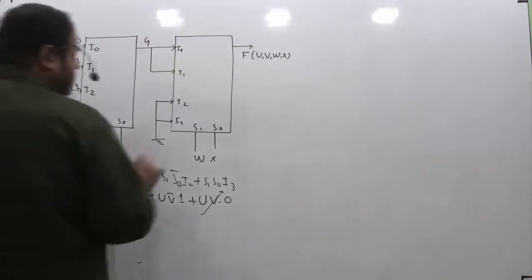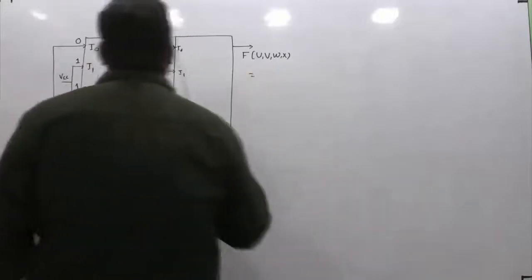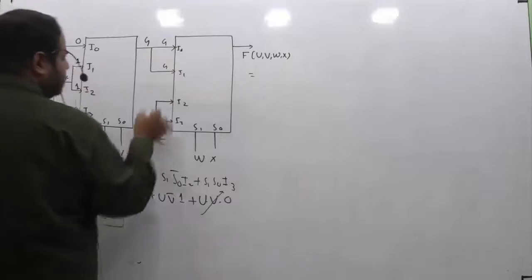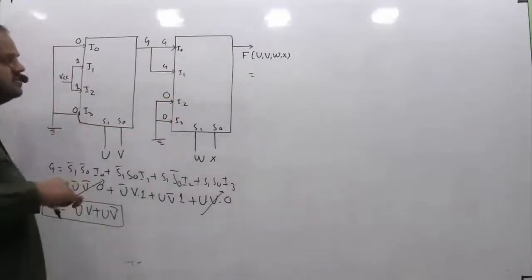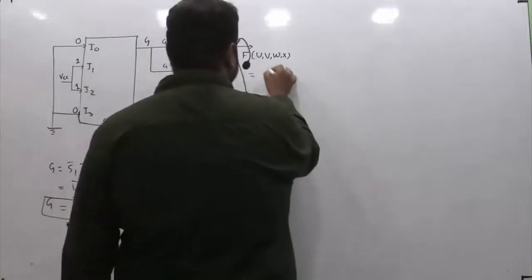Now coming to this particular case, that F we are supposed to find out. Because this is G, this is also G, this is also G, and this is connected to ground, this is 0 and this is 0. So if you are trying to write the expression of F, then you should get S1 bar.